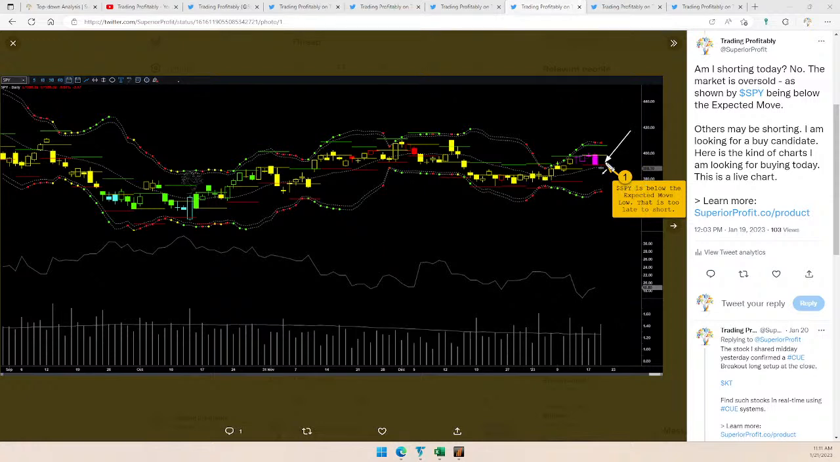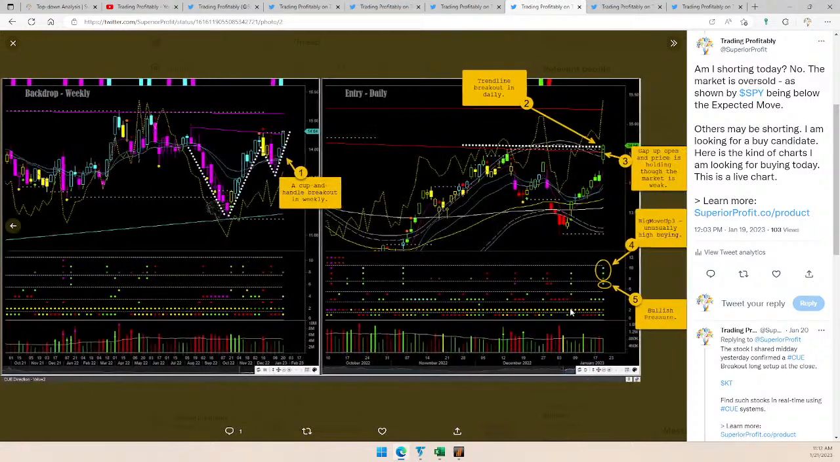using the weekly expected move on S&P 500 that SPY was already below the weekly expected move. That was oversold on Thursday. So I posted on Twitter Thursday midday New York time that others may be shorting. I am looking for a buy candidate, and I also shared the kind of charts I was looking at for buying today, and that was a live chart.